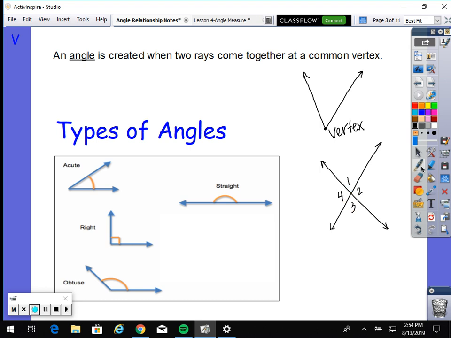When we have angles that are made, we have 4 different kinds. We have acute, which are less than 90 degrees. We have right, which is exactly 90 degrees. And we have obtuse, which is more than 90 degrees. So make sure you're putting those different types in your journal. The last one is a straight angle. A straight angle is exactly 180 degrees.